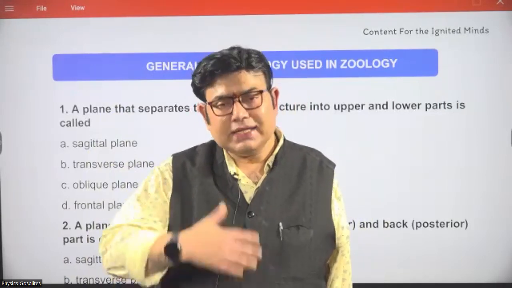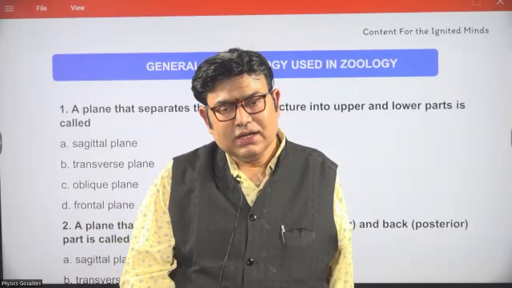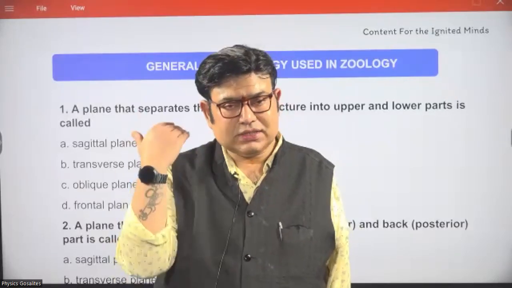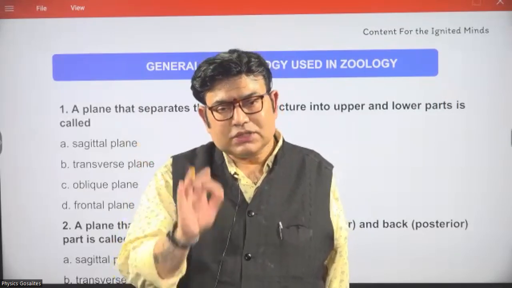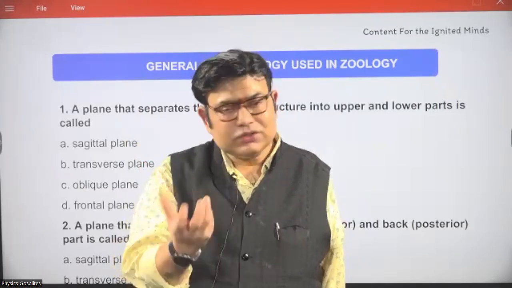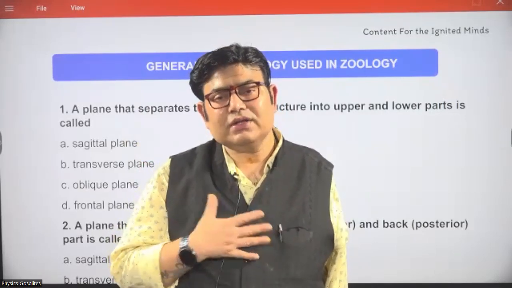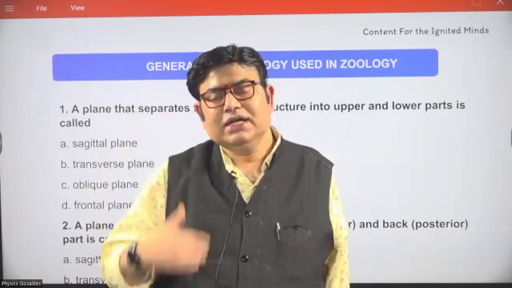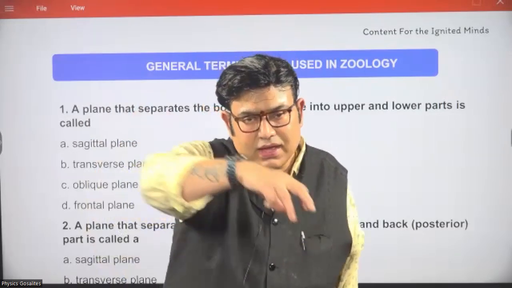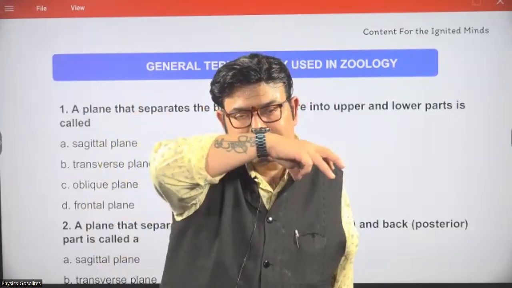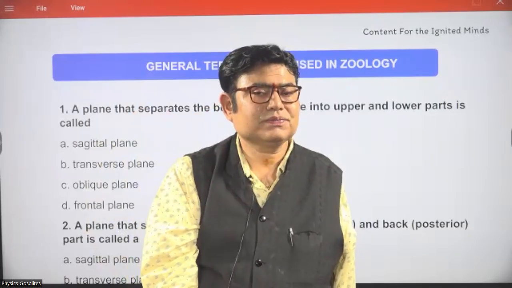Ventrum. So anything towards the belly side is called ventral, and opposite to the belly side is called dorsal. So you have to remember, right? This is the ventral and that is the dorsal. Generally, animals who are walking on four limbs, their bellies are facing the ground.